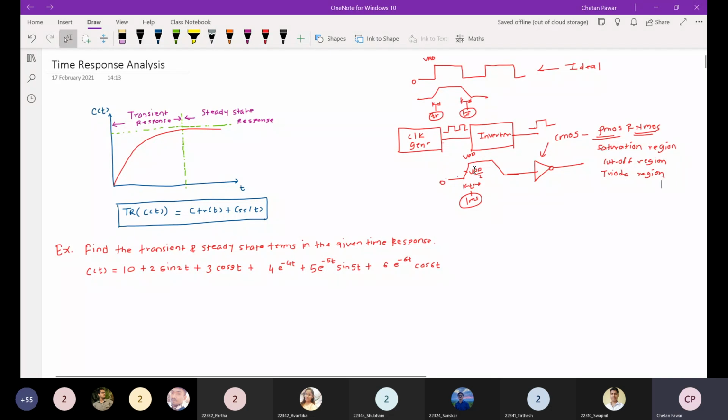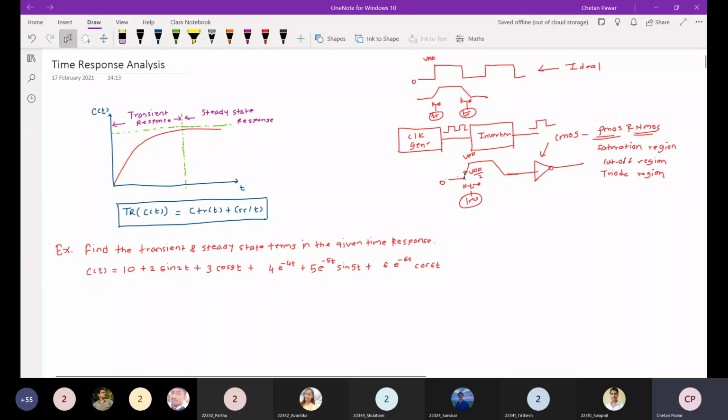After the rise time, you can see the signal is stable at VDD. This is called the steady state. For this pulse, the rise time we can talk about as the transient, and this part we can talk about as the steady state. In an electronic or digital system, because of the finite rise time and fall time, if this signal propagates over a large network of inverters, the waveform will get distorted.